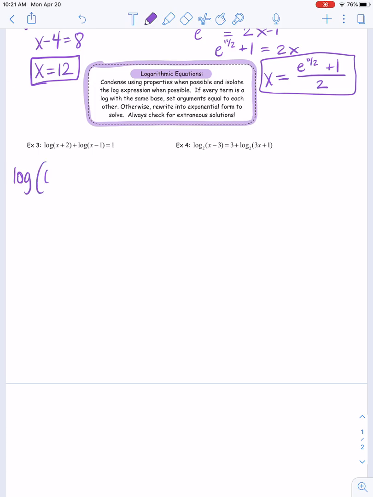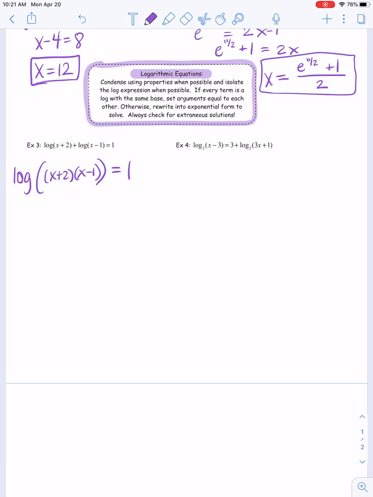And that's my two arguments being multiplied together. So the x plus 2 times the x minus 1, and that's still going to equal 1. At this point, if you want to go ahead and FOIL what's inside your parentheses, you are more than welcome to do that now. But there's no way that I can solve this because I don't have a log on either side. So I'm going to rewrite it into its exponential form.